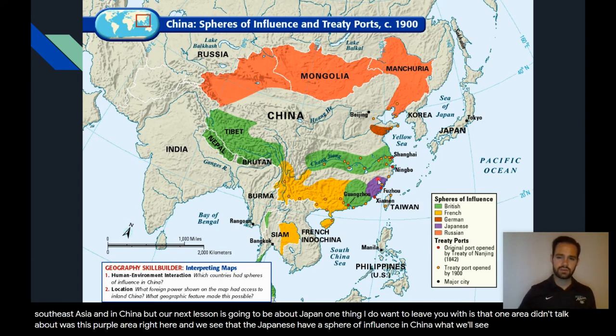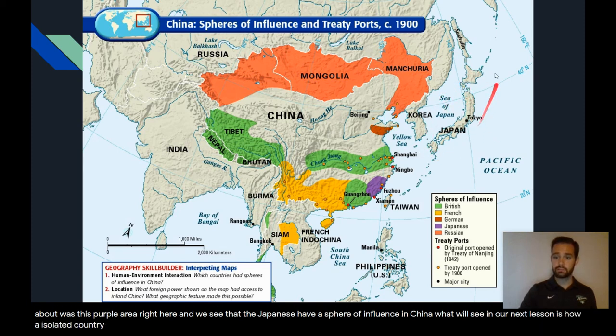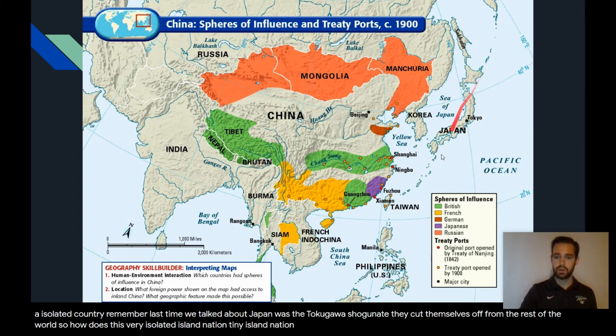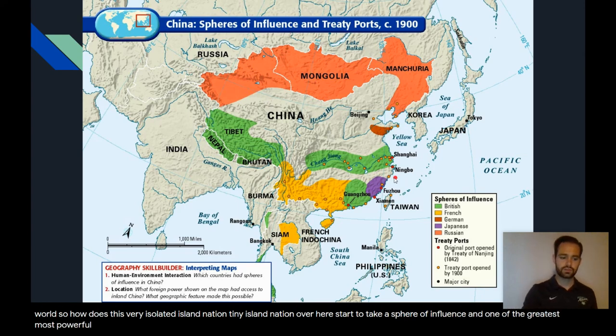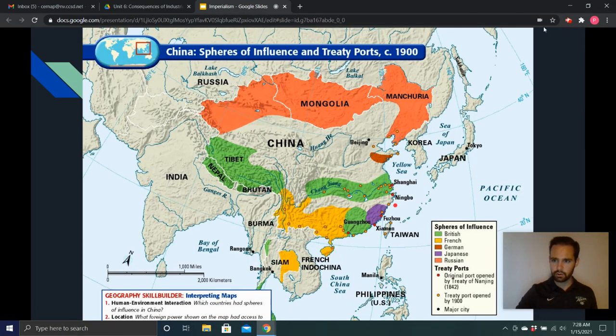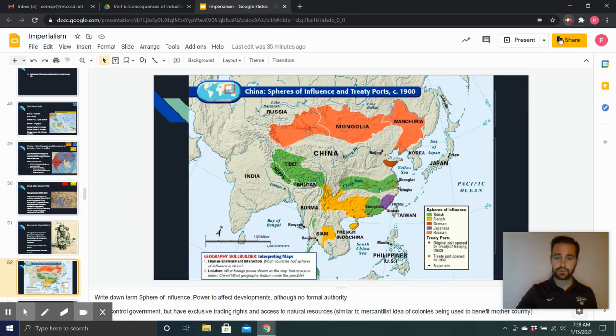What we'll see in our next lesson is how an isolated country, remember last time we talked about Japan, was the Tokugawa shogunate. They cut themselves off from the rest of the world. So how does this very isolated, tiny island nation over here start to take a sphere of influence in one of the greatest, most powerful nations in the world? That's what we'll see in our next lecture, and I will see you guys then.